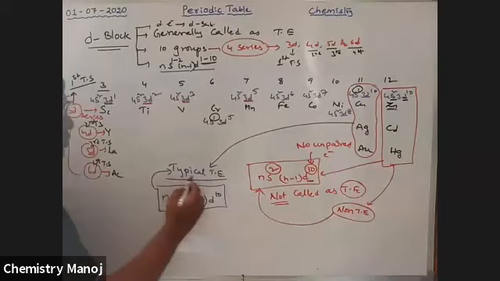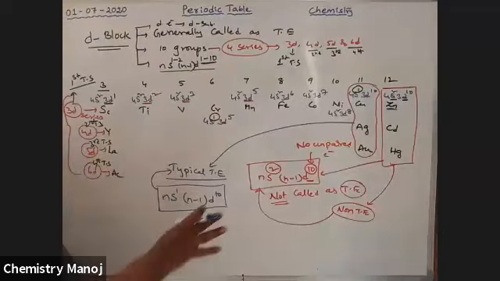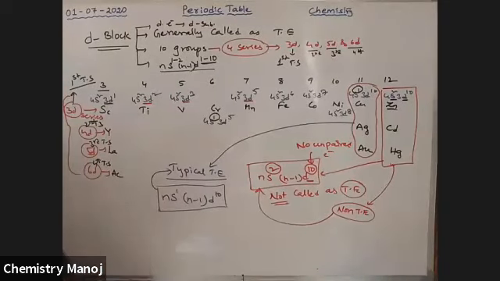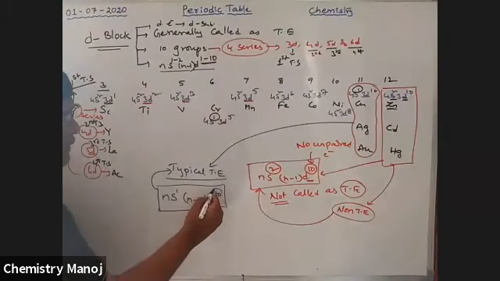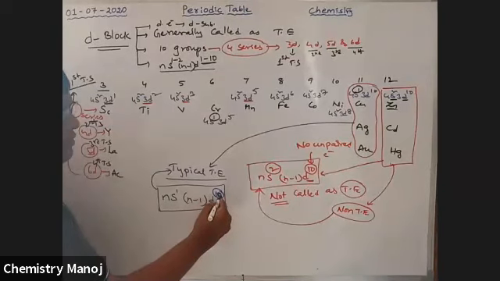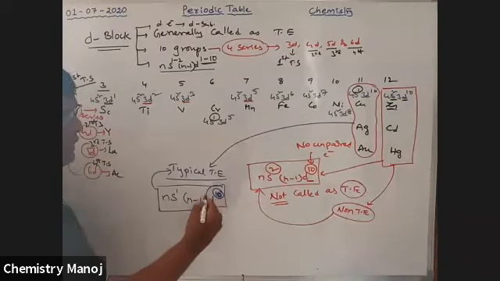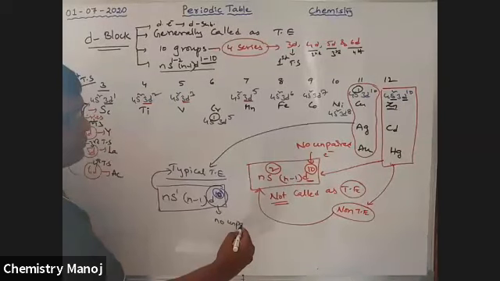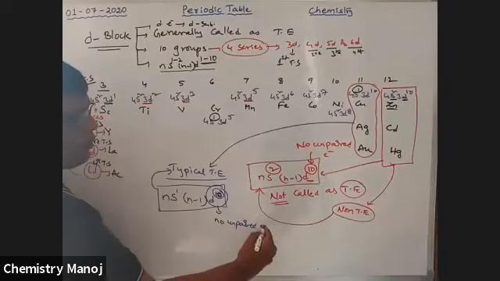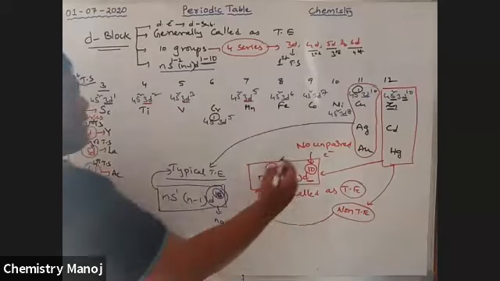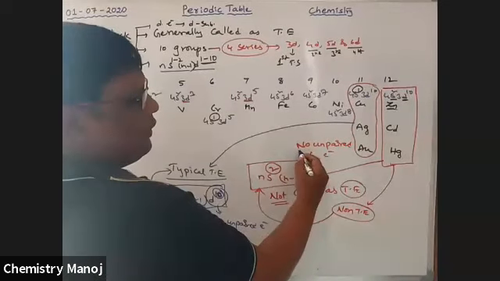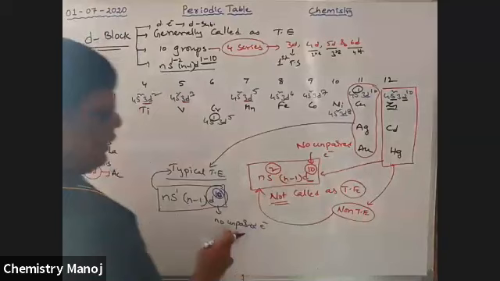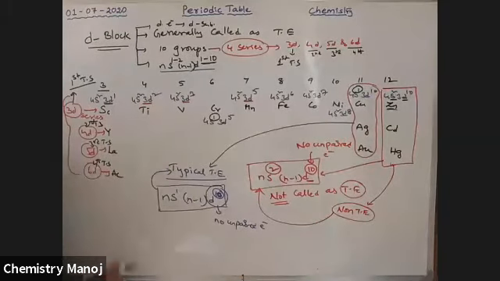Why, sir? Why are these called typical transition elements? These are transition elements, no doubt, but a special type of transition elements. Even though they have d10 configuration, in this case no unpaired electron exists. Here also no unpaired electron, here also no unpaired electron.